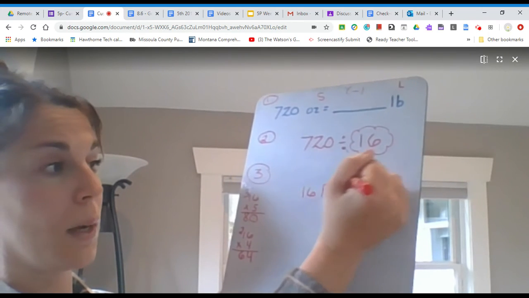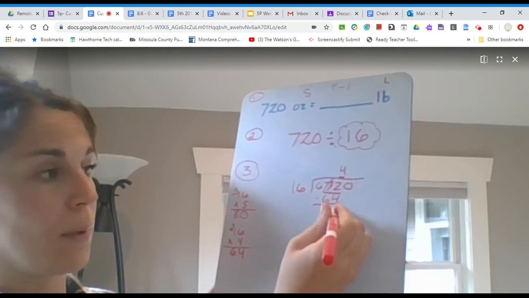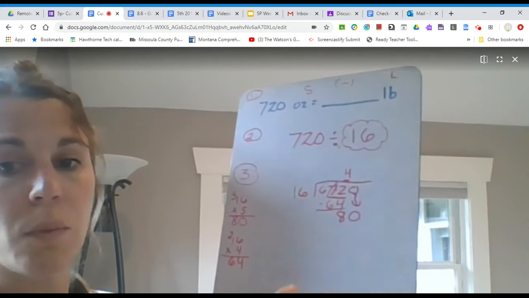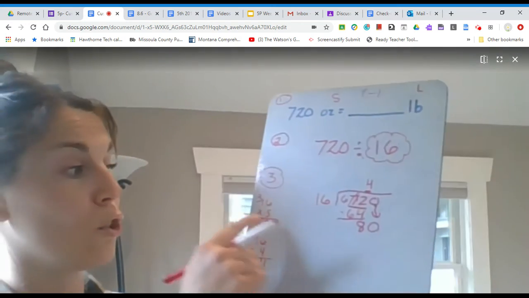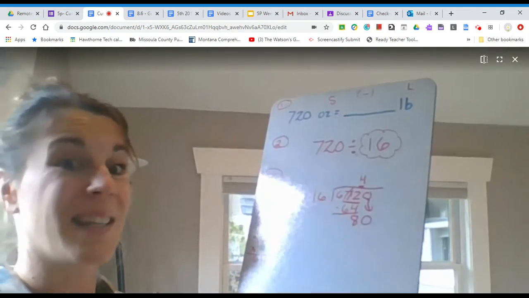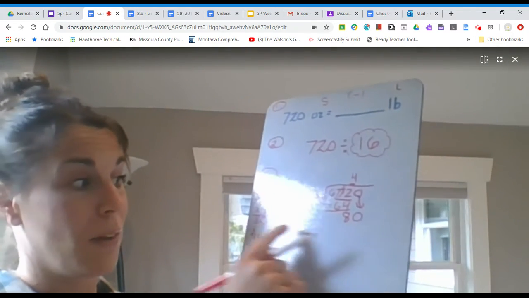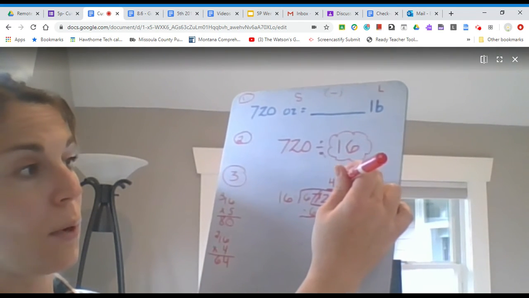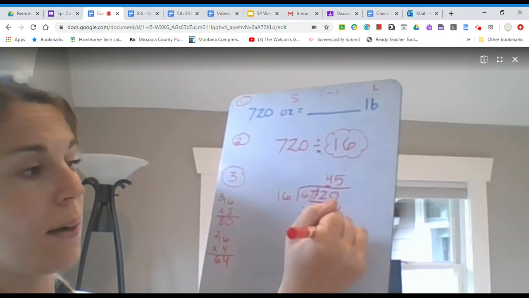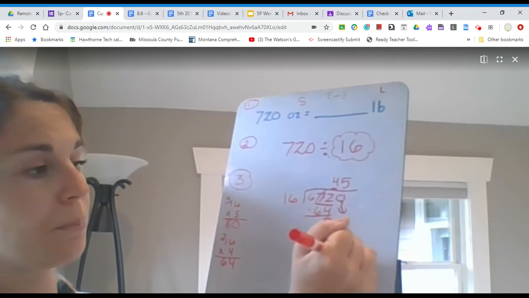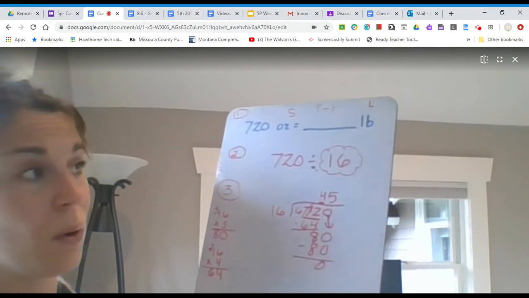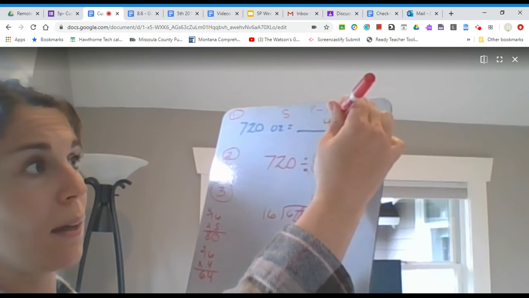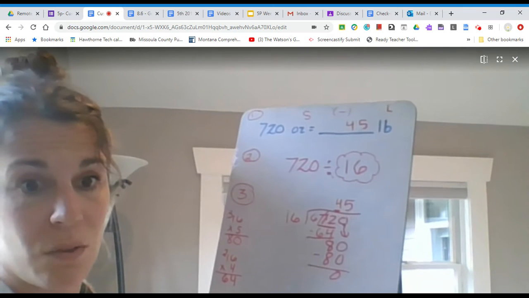So I'm just doing my own grouping here. So 12 minus 4 is 8. Drop down your 0. Oh, and would you look at that? This is why I tell you guys, do not erase your work because it could help you later. So now I have 80 and we know, we just did the work, that it goes in perfectly. So I'm going to put in 5 up there and subtract this out. So now we know that 720 ounces is the same as 45 pounds.